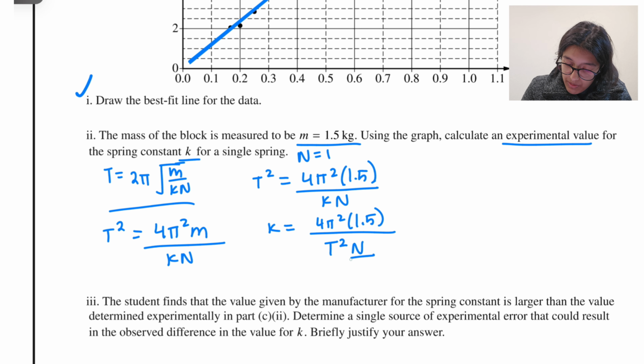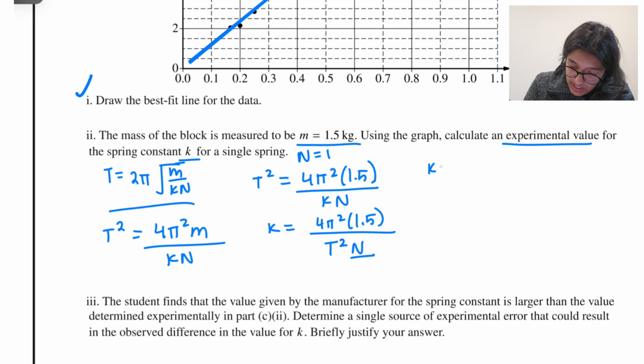So I'm going to rewrite that as k is equal to 4 pi squared over 1.5 over t squared and then n to the power of minus 1. The reason I did that is, once again, the x-axis is n to the power of minus 1.